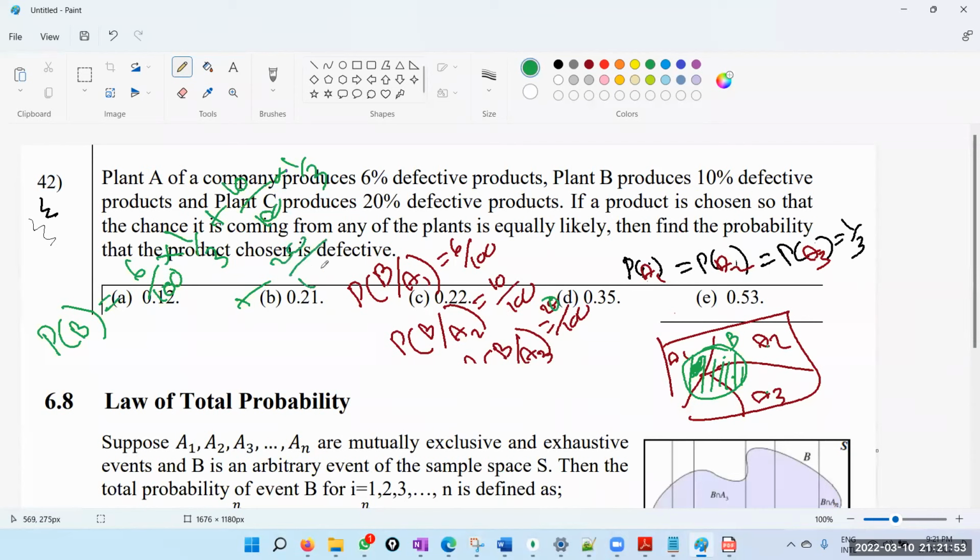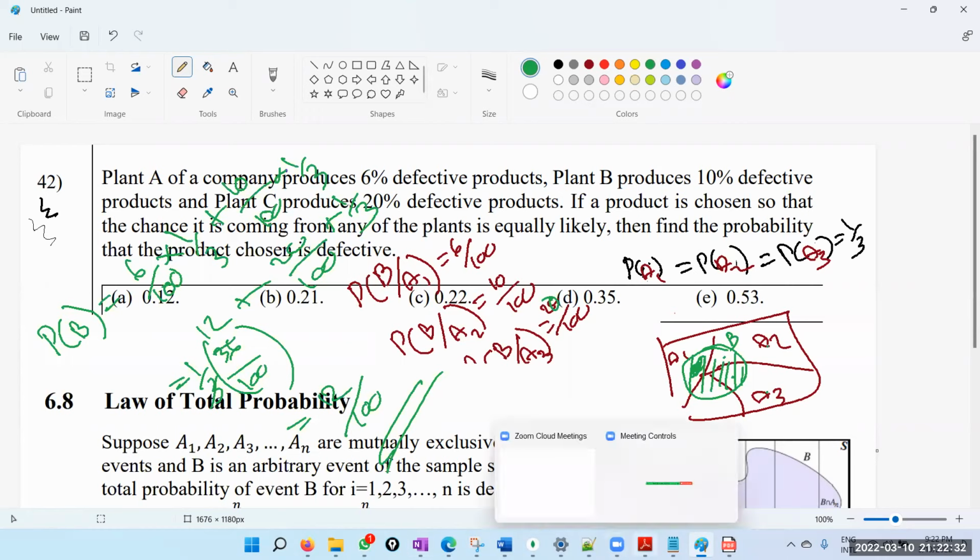20 divided by 100, again P(A3) is 1/3. And that is the P(B). What is the P(B)? 1/3 is common, because this is a very special case where all are 1/3. So 1/3 times (6 plus 10 plus 20). 20 plus 10 is 30, plus 6 is 36, divided by 100. So 3, 1 and 2. Final answer is 12 divided by 100, 0.12. Probability of having a defective item is 0.12 or 12 divided by 100.